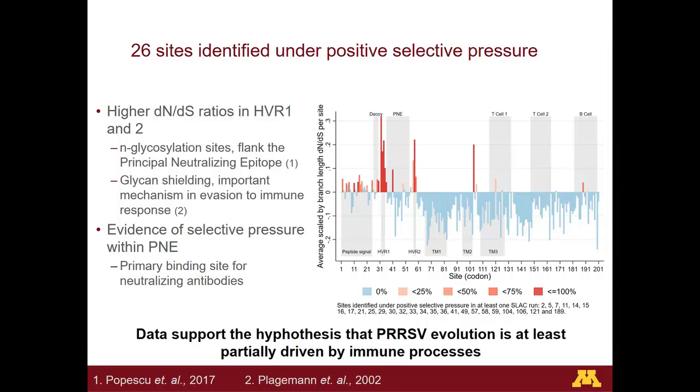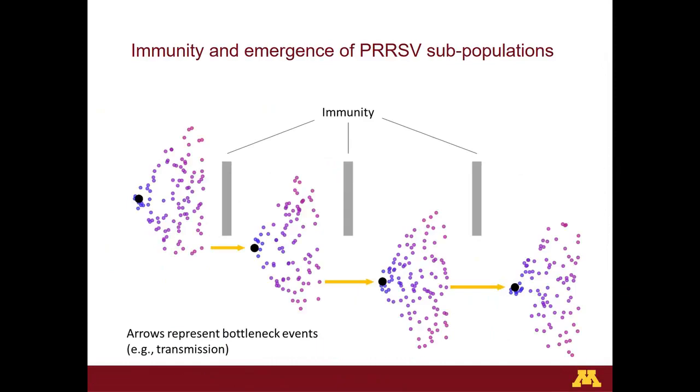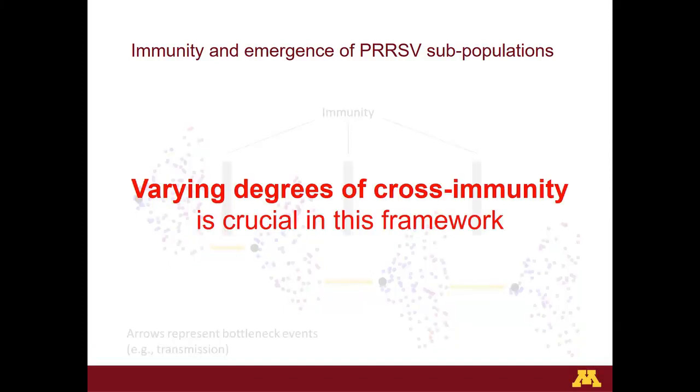So the way we are interpreting this data is that it supports the hypothesis that PRRS evolution is at least partially driven by immune processes. And how we think this happened is, if you think that there is a viral population within a host, a viral cloud, so not all viruses are the same within a host, and you have an immune pressure that creates some sort of barrier or bottleneck when transmission occurs, this immune barrier might favor over time the appearance or the selection for viruses that are different from whatever this immunity is protecting against. In this framework, varying degrees of cross-immunity is crucial.